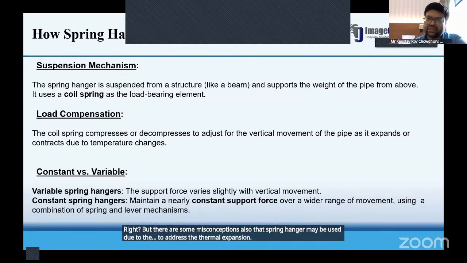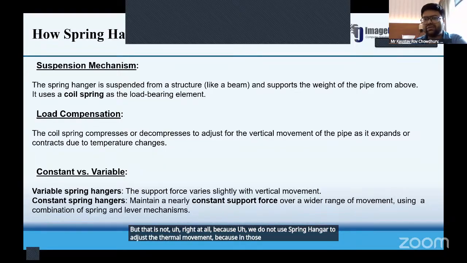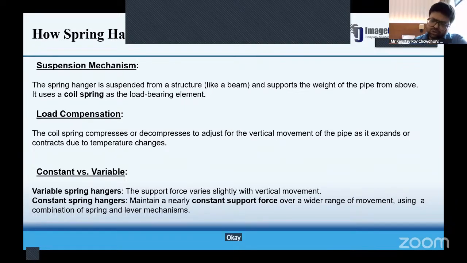But there is also some misconception that a spring hanger may be used to arrest the thermal expansion, but that is not right at all, because we do not use a spring hanger to arrest the thermal movement. In those cases we have other components like the bellow, which we use to arrest the thermal movement. But the spring hanger is used, as I mentioned, for these two cases.